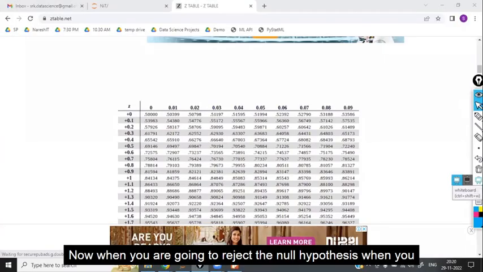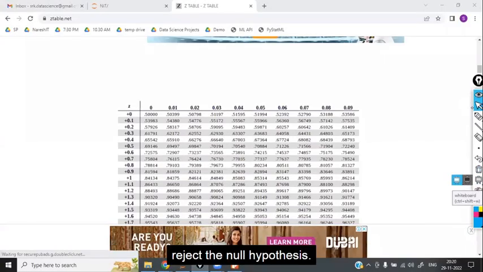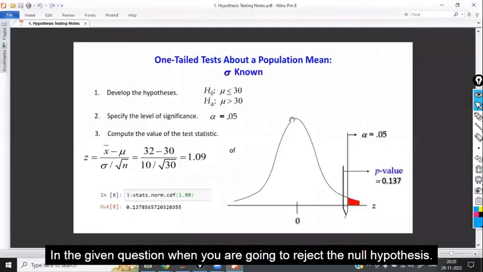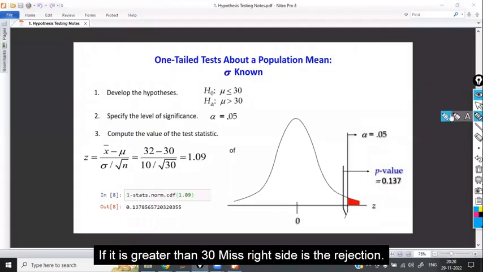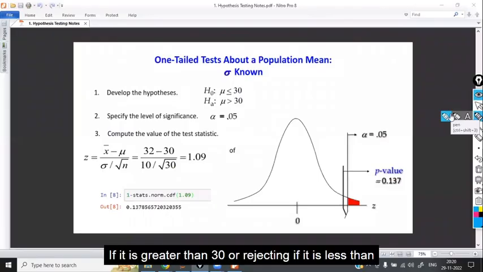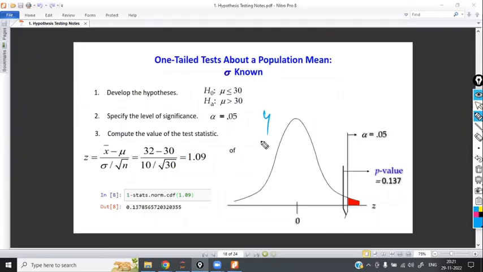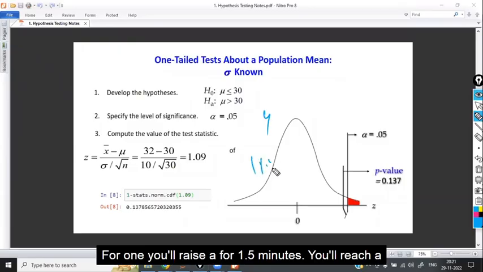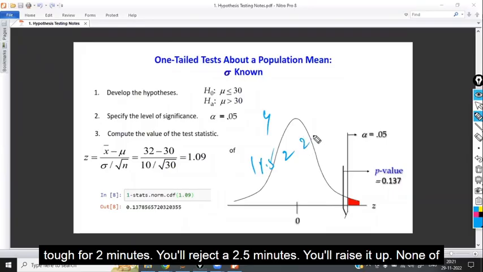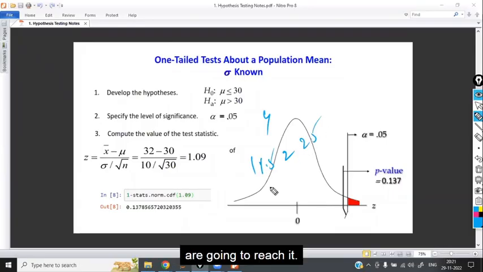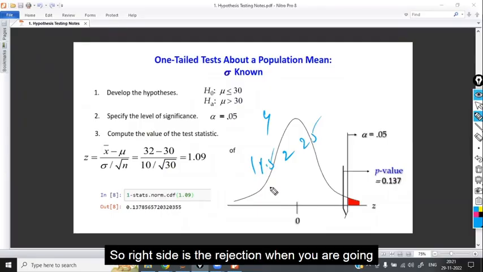Now, are you going to work on the left side or the right side? When will you reject the null hypothesis in the given question? If it is greater than 30, the right side is the rejection. If it is less than 30, whether 4 minutes, 1 minute, 1.5 minutes, 2 minutes or 2.5 minutes, you will not reject. None of them you are going to reject. Only if it crosses more than 30 are you going to reject. So the right side is the rejection.